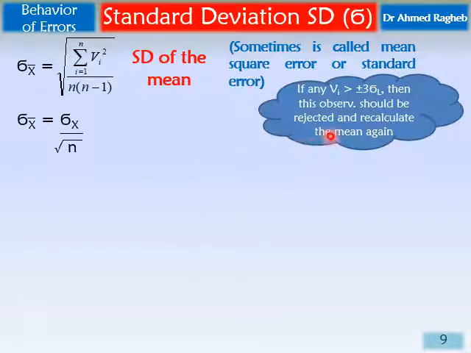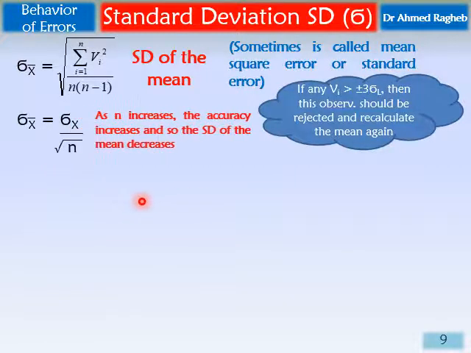Also, you have to note that since we said that 3 sigma is the maximum we can get, if you have a mistake and you didn't spot it, and you found a residual that is greater than 3 sigma, for the single observation, not the mean, then you have to exclude this residual and recalculate the whole mean again.